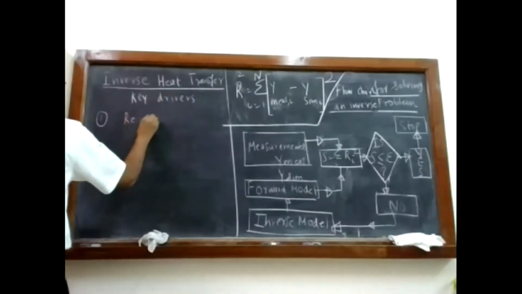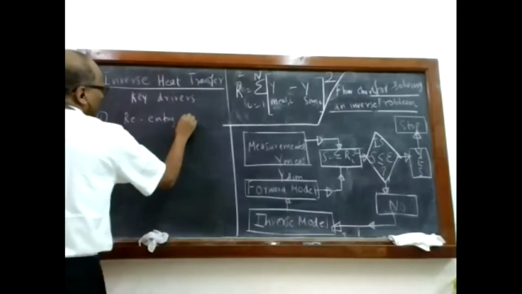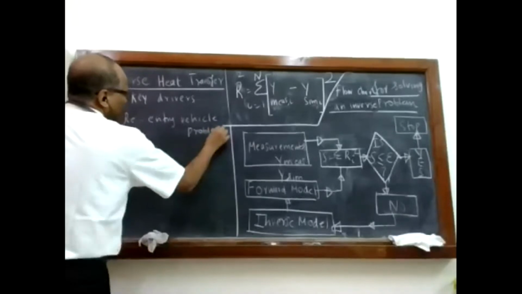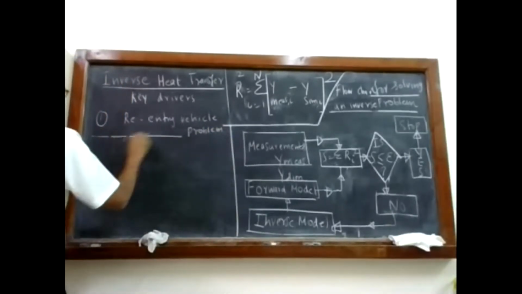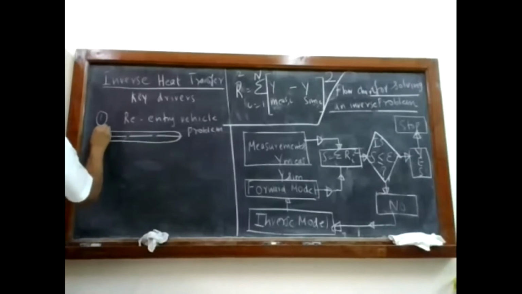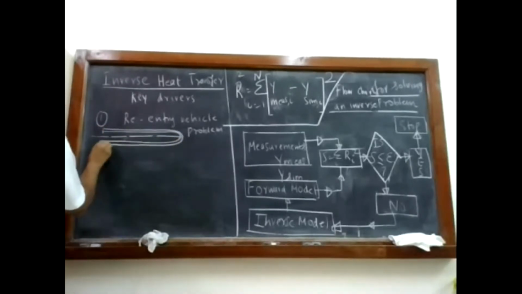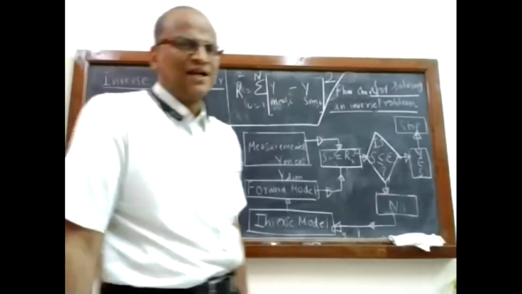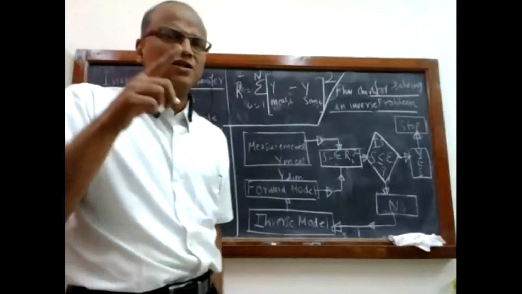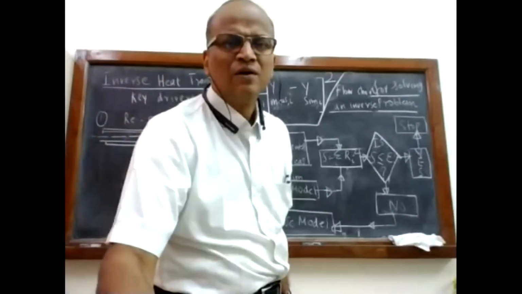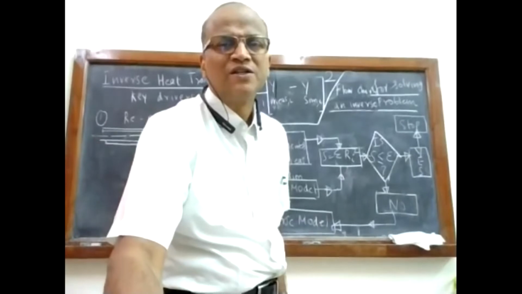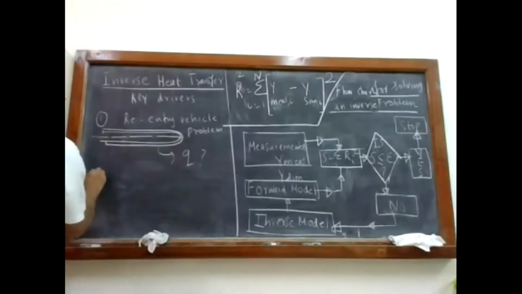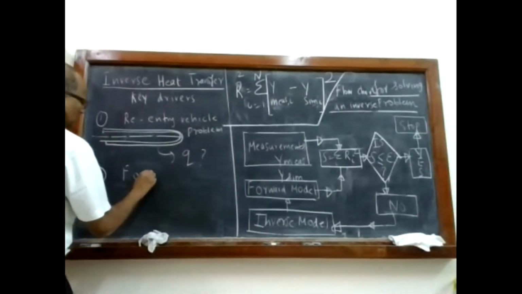The re-entry vehicle problem. So if you have a re-entry vehicle like this, what is the Q? What is the Q which cannot be directly measured? So you measure Q indirectly through the measurements of temperature, at a few places. Okay, forest fires.